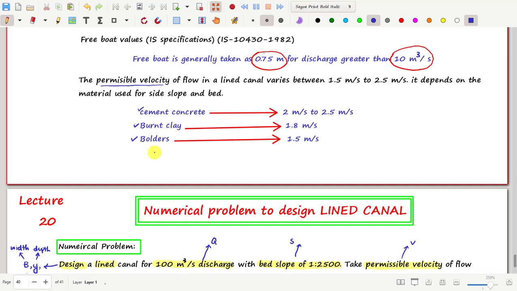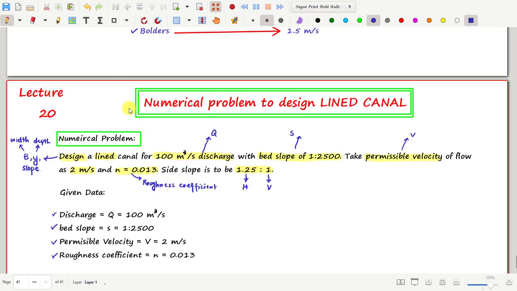So in our case it is given to us 2 meter per second permissible velocity, right? So that means that our canal is going to be constructed using cement concrete. Okay, they haven't mentioned it, but you know from these values that the permissible velocity limit given to us in our problem is 2 meter per second. That means that the material we are going to use to construct and cover the side slopes and bed of the canal is to be cement concrete, right?